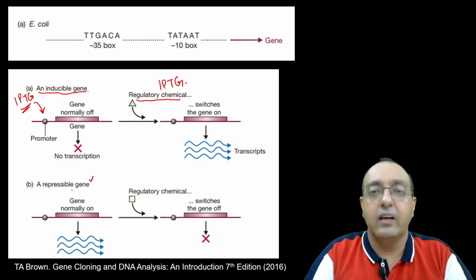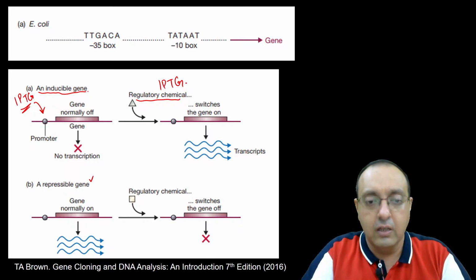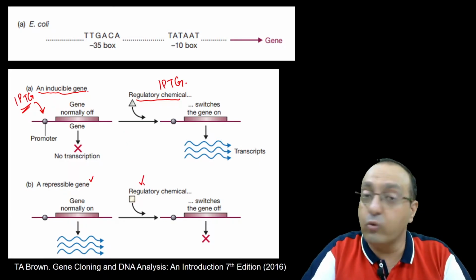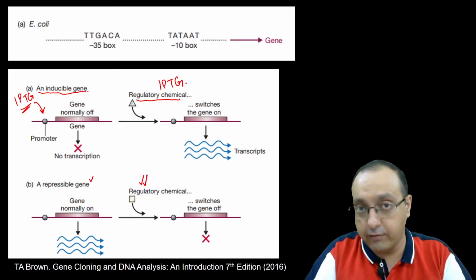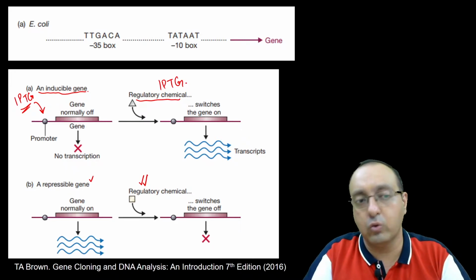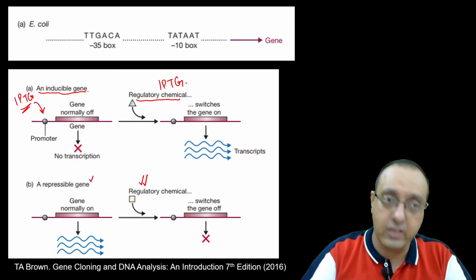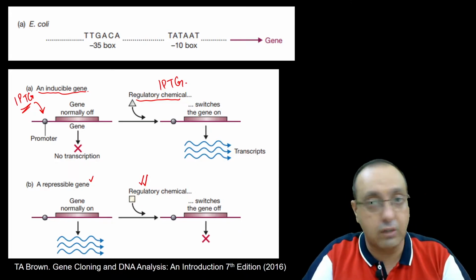turned on. A repressible gene, on the other hand, is always on by default, but only when we add a regulatory chemical it is turned off. Okay, so they have their own advantages and disadvantages, whether you want to have a system which you can turn on by choice or turn off by choice. So depending on that, you can use different vector systems and different promoters to do that.